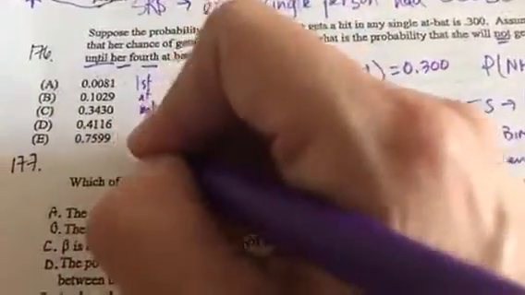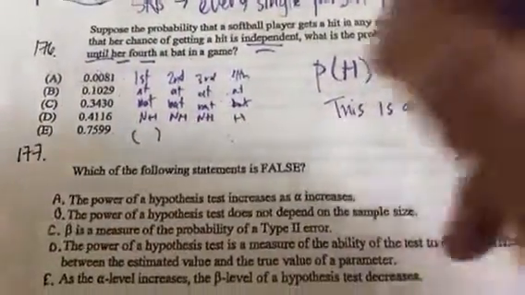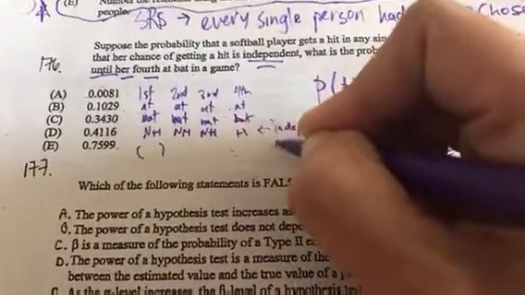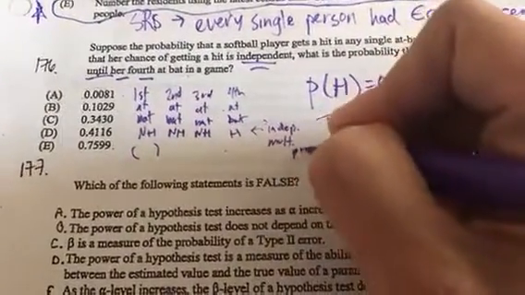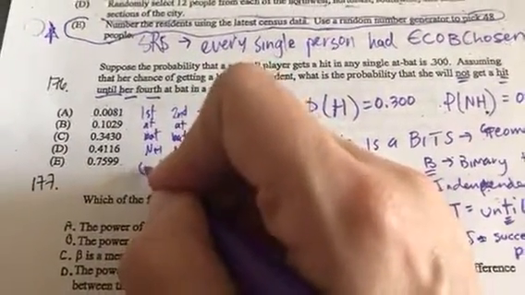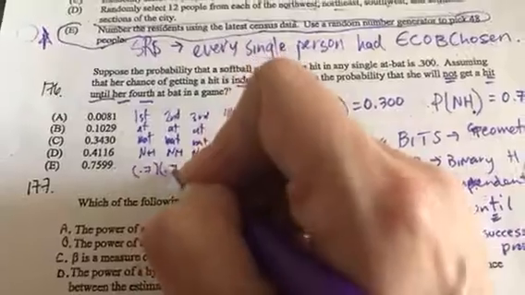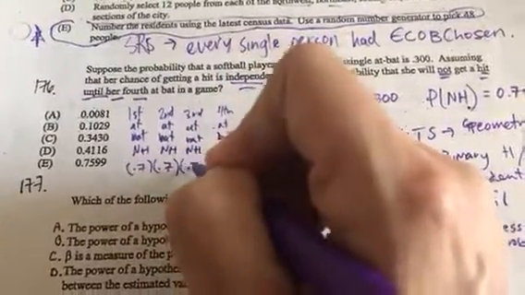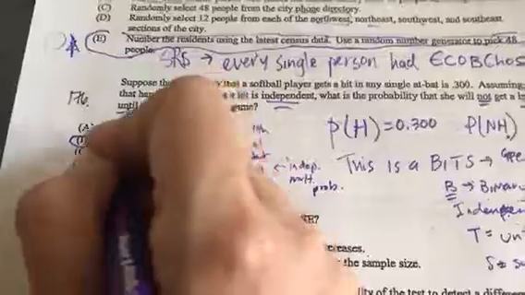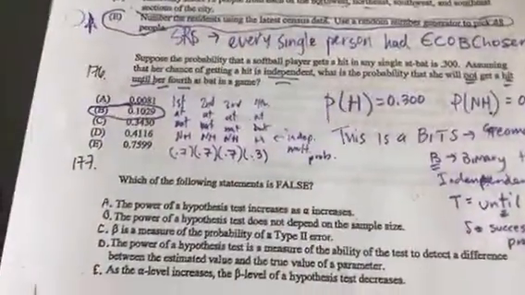Because these are independent events, we can simply multiply the probabilities. The probability of no hit was 0.7. No hit again, 0.7. No hit again, 0.7. Finally got a hit on the fourth at bat. There we go. Multiply these up, and I get my answer. B, as in boy.